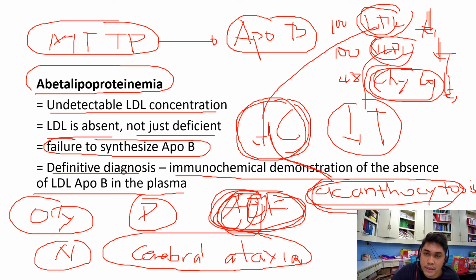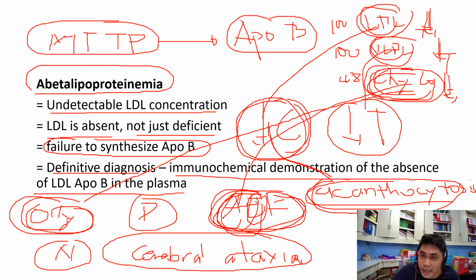Now, since there is a decrease in chylomicron level, the patient will have oily stool because chylomicrons are important in the absorption of fats. So in abetalipoproteinemia, there is fat malabsorption due to chylomicron deficiency. Now, since there is also chylomicron deficiency, we'll have problems with vitamins A, E, and K because A, E, and K are dependent on chylomicrons for absorption. So the patient will have vitamin A, E, and K deficiency.